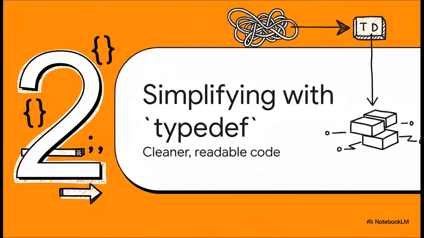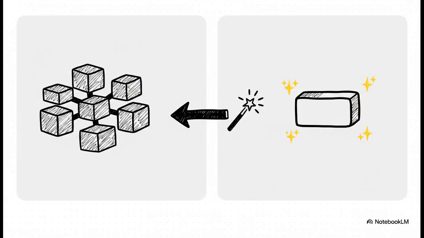You know, typing struct point or struct student over and over again can get pretty old, and it makes your code look kind of clunky. So let's look at a pro tip, a keyword called typedef, that's going to make our code so much cleaner and easier to read. Check out this side by side.